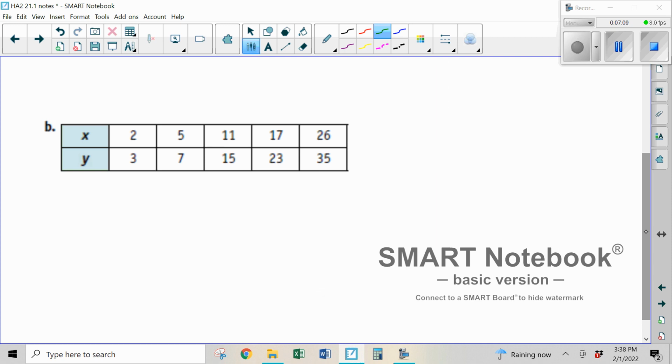When I'm looking at B, you gotta be careful, remember, because it's not going up by the same thing in the X direction. This is going up by 3. This one is going up by 6. This one's going up by 6. So you have to be careful. So what you should do is you should check the slope between these 2 points. Check the slope between these 2 points. Check the slope between these 2 and these 2. Make sure they all have the same slope.